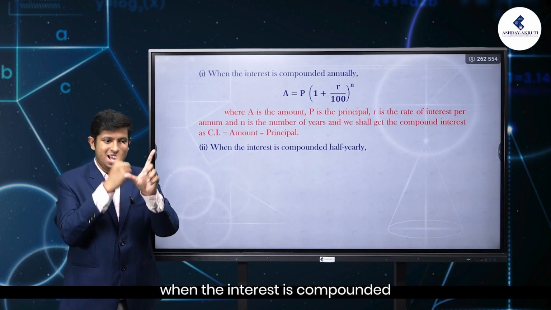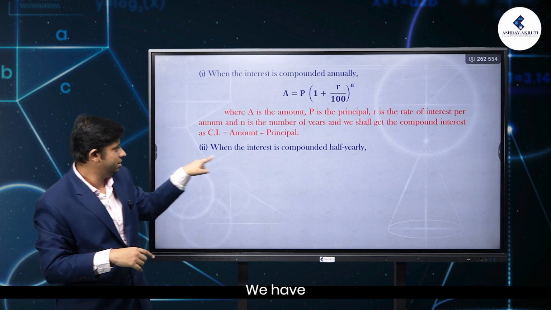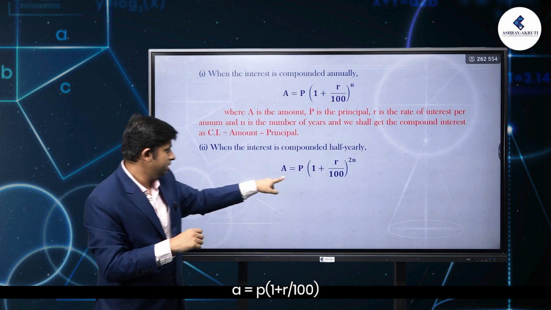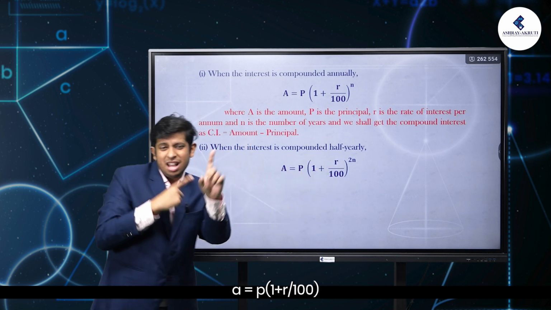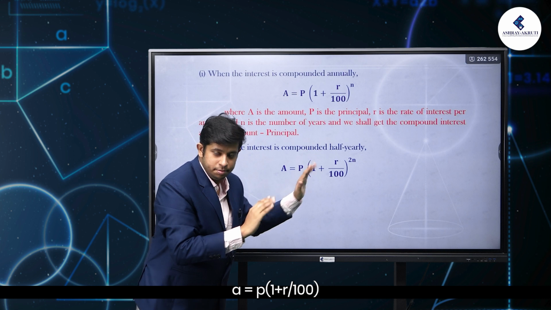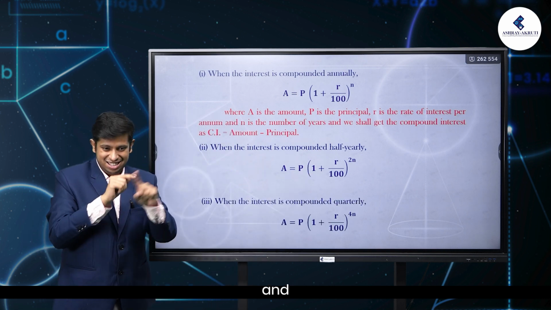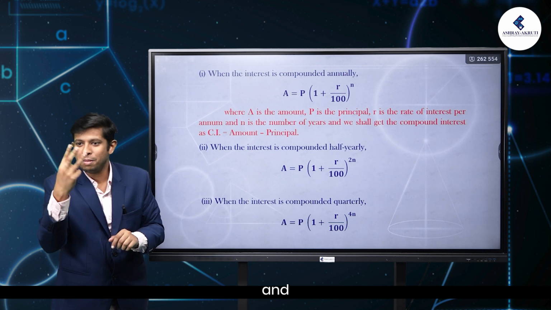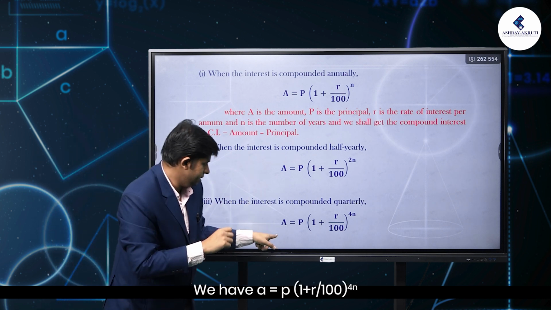When the interest is compounded half yearly, we have A is equal to P of 1 plus R by 100 whole to the power of 2n. When the interest is compounded quarterly, we have A equals P of 1 plus R by 100 whole to the power of 4n.